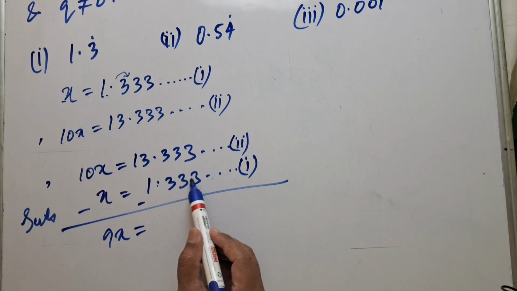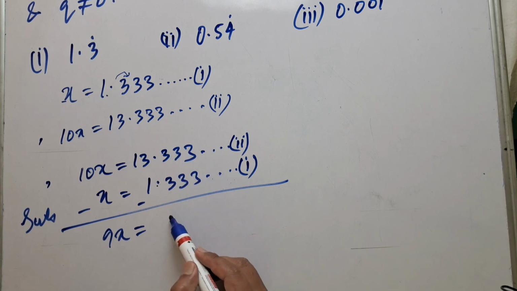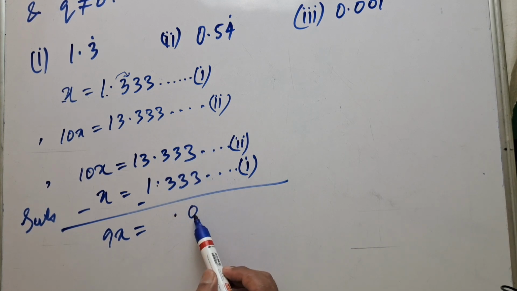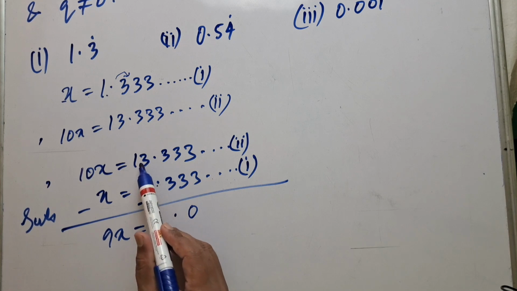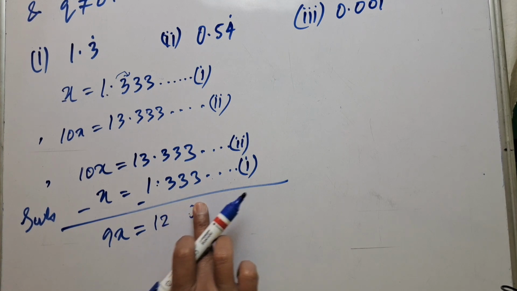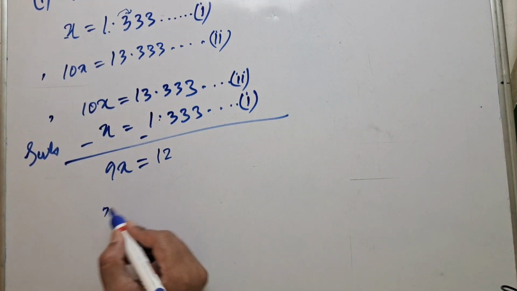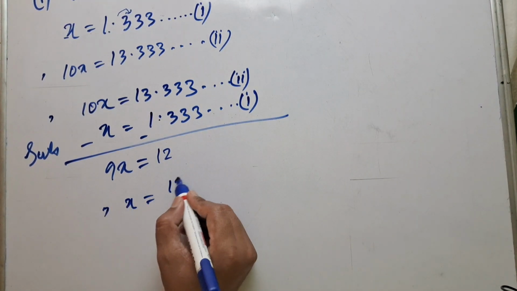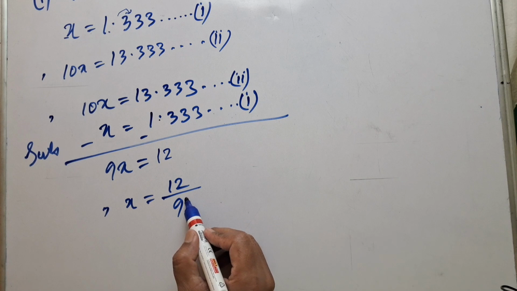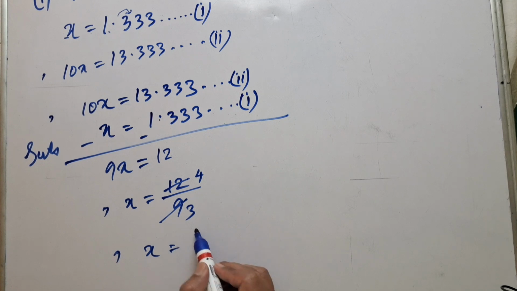9x equals 0.3333 and so on minus 0.3333 and so on. After the decimal point, only 3s are there in both the equations, so after the decimal point we have 0. Before the decimal it is 13 minus 1, which gives us 12. 12.0 means 12, so we don't write the 0. So 9x equals 12, and this 9 we cross multiply to the denominator on the other side. 3 3s are 9, 3 4s are 12, so x equals 4 upon 3.